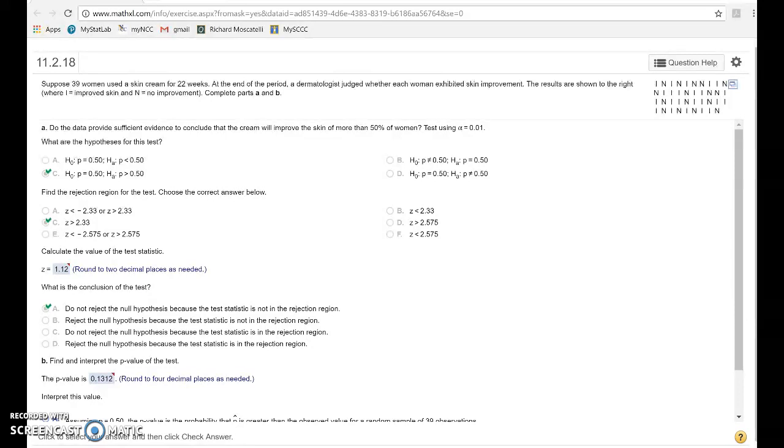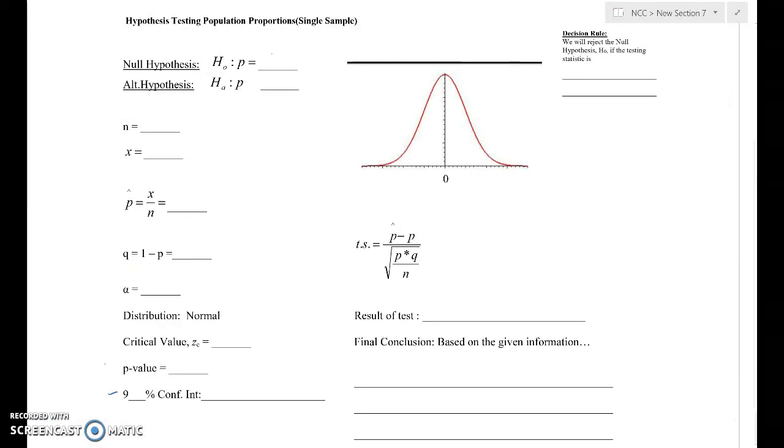So what I'm going to do is run to my template. Now these templates, remember, are all over my math lab, and you can print them out yourself and use them. So the alternative hypothesis, greater than 50%. And then remember, the null hypothesis contains what we call the condition of equality, and that equals 50%.